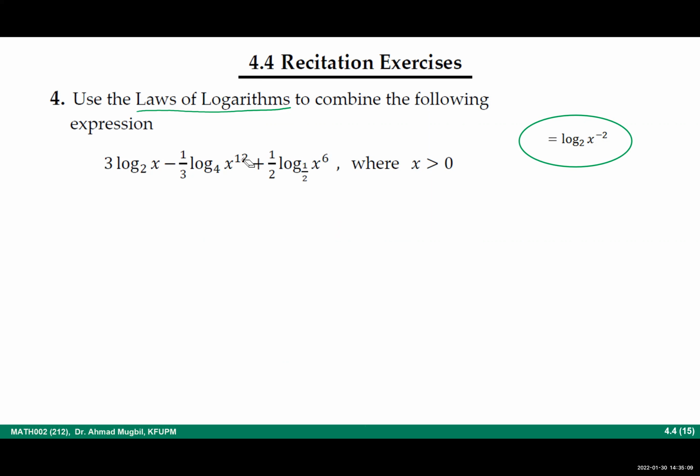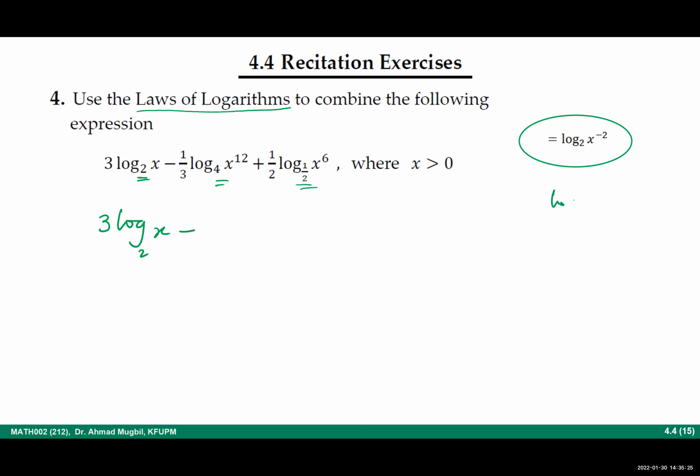So what do you think? You have 2, you have 4, you have a half. So you will write them as 2, all of them. I think this is a good idea. So we have here 3 log 2 of x minus, this is 4 to the power 2.